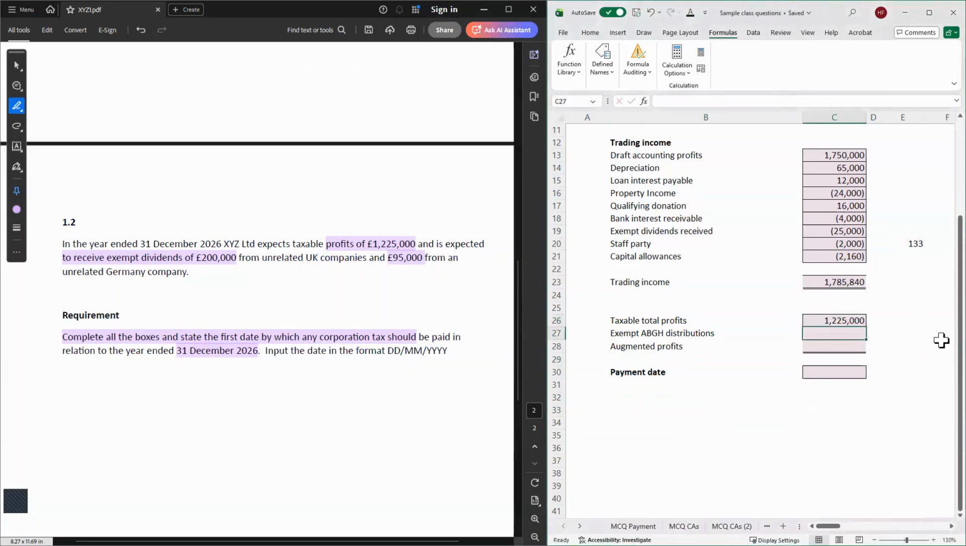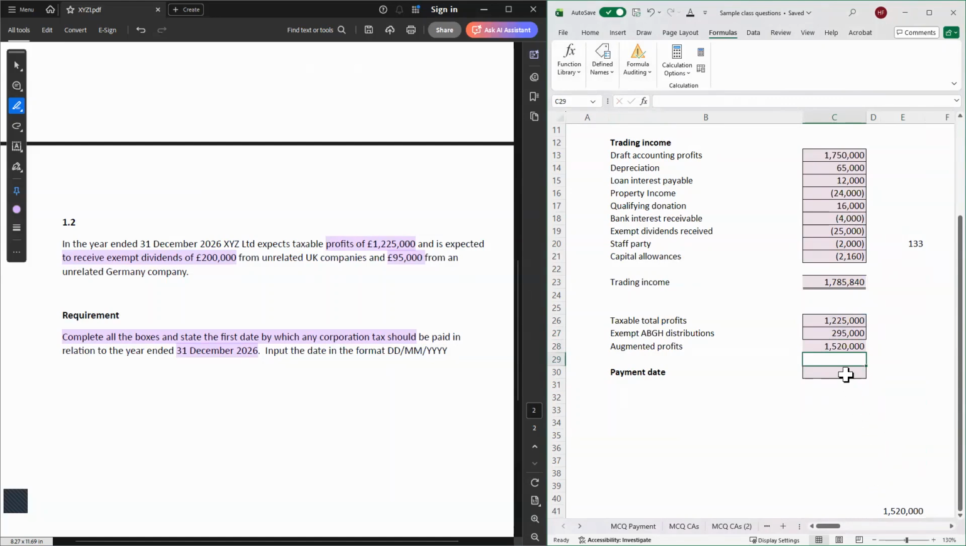So total taxable profits are 1,225,000. We then need to add in any dividends from non-51% companies. So we can see here that these dividends received are clearly from unrelated companies. So we would need to add in here the dividends to get to our augmented profits. So that then gives us augmented profits of 1,520,000, so 1.5 million.